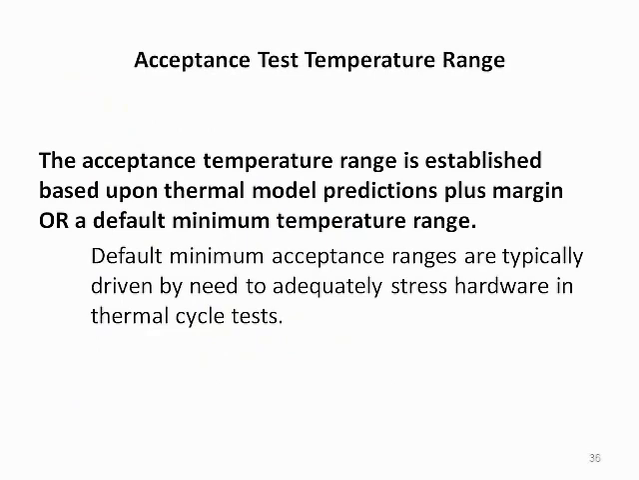The acceptance temperature range is the minimum range to which all flight hardware will be tested. It is established based upon thermal model predictions plus margin, or a default minimum temperature range. Default minimum acceptance ranges are typically driven by the need to adequately stress hardware in thermal cycle tests and may be considerably more extreme than what is actually expected on orbit.